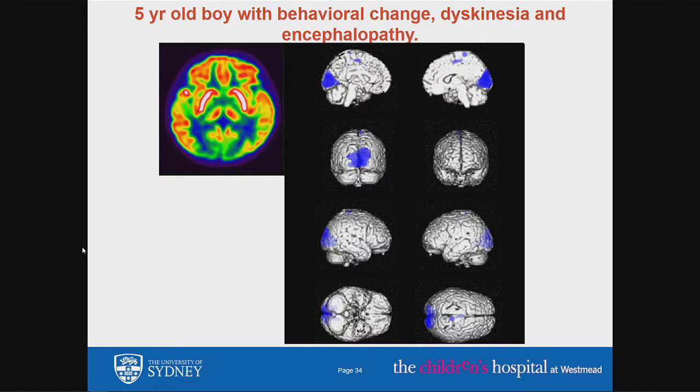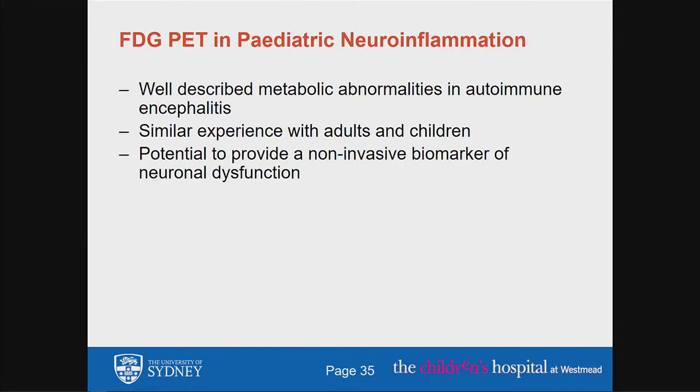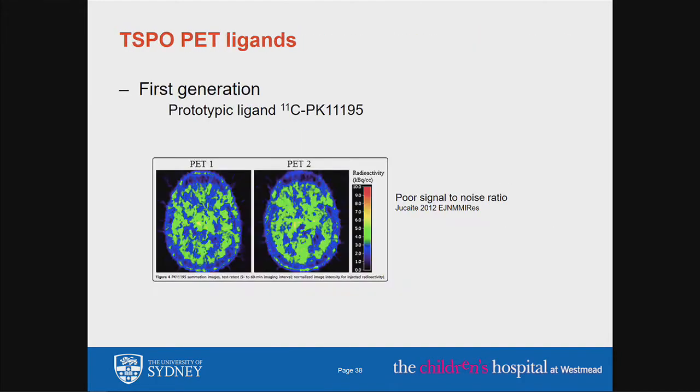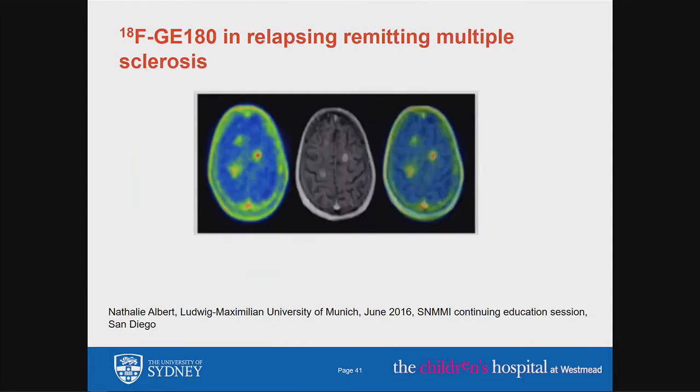And adult data has supported that this is becoming quite a specific localization sign for active channelopathies, of which anti-NMDAR is one of the causes. Now, I'm going to talk very quickly about neuroinflammation on one slide.